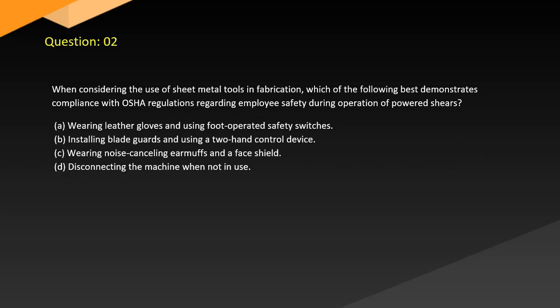Question 2. When considering the use of sheet metal tools in fabrication, which of the following best demonstrates compliance with OSHA regulations regarding employee safety during operation of powered shears? A. Wearing leather gloves and using foot-operated safety switches. B. Installing blade guards and using a two-hand control device. C. Wearing noise-cancelling earmuffs and a face shield. D. Disconnecting the machine when not in use.